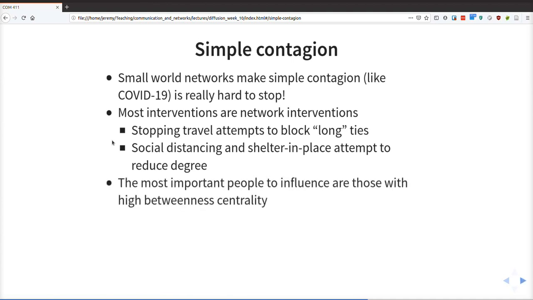So that's simple contagion. And if we think of how this thing moves, the most important places to focus our attention are on those with high betweenness centrality. So people that are moving things between clusters. If we could stop them, that would be the most bang for your buck. We'll talk a little bit more about that in a second, and Duncan Watts's view on that.